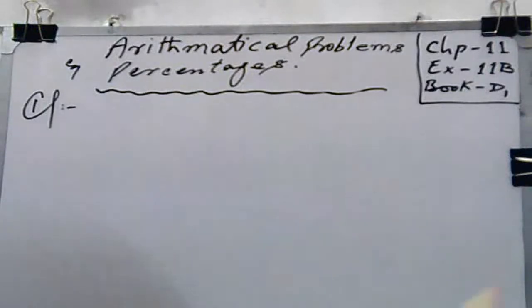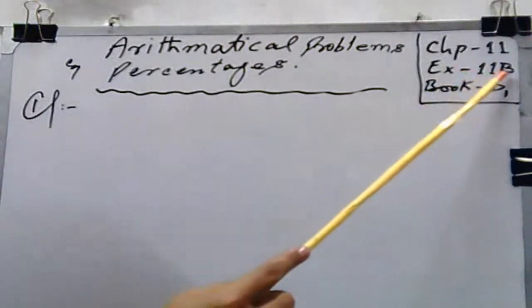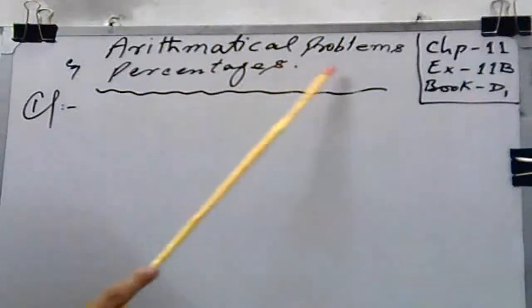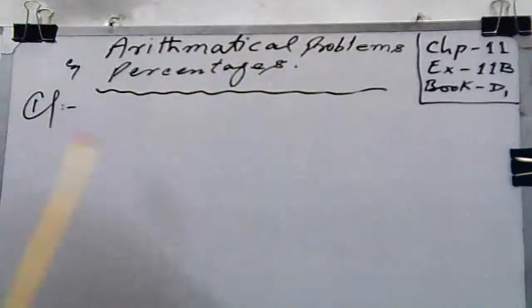Today we will discuss chapter number 11, exercise 11B, book D1, arithmetical problems and percentages. Question number 1. If you read the statement, the value of an antique art piece appreciates each year by 12% of its value at the beginning of the year. If this art piece cost $22,800 in January, what is its value at the end of 3 years? Correct your answer to the nearest $100.